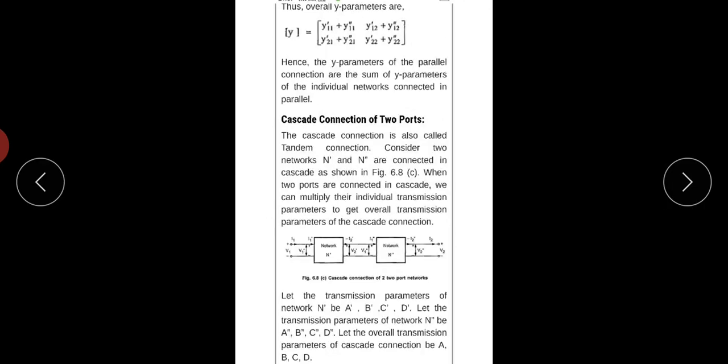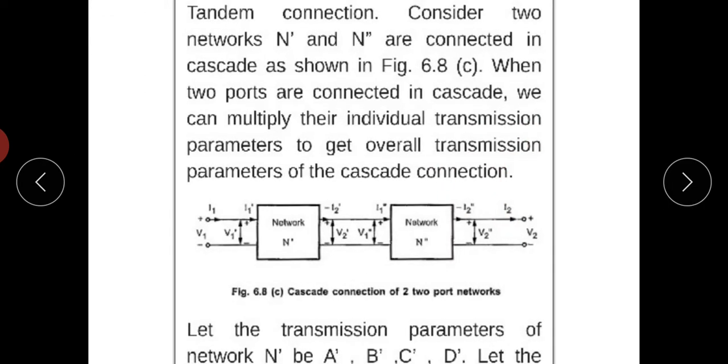So here are the voltage current relations. For the total network, first port voltage equals V1, second port voltage equals V2, first port current equals I1, second port current equals I2. This is the total equivalent network's voltages and currents. Next, for the N dash network, first port voltage equals V1 dash, first port current equals I1 dash, second port voltage equals V2 dash, second port current equals I2 dash. Next, the second network: first port voltage V1 double dash, first port current I1 double dash, second port voltage V2 double dash, second port current I2 double dash.